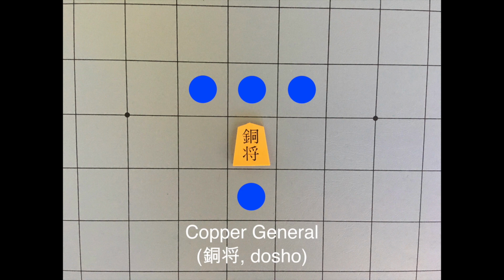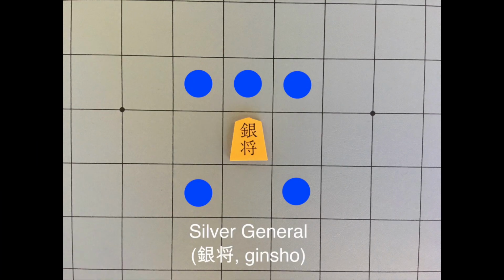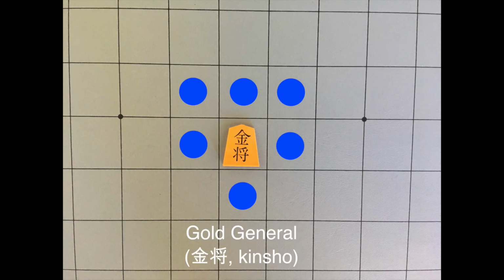The copper general. The copper general may step one square forward, orthogonally or diagonally, or one square orthogonally backwards. The silver general. The silver general may step one square diagonally or one square orthogonally forward. The gold general. The gold general may step one square orthogonally or one square diagonally forward.